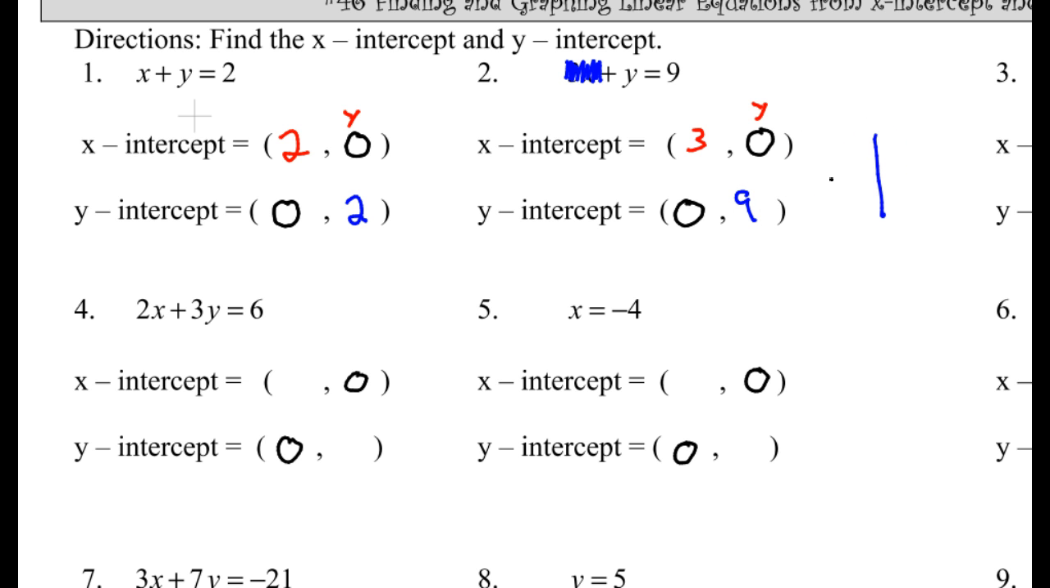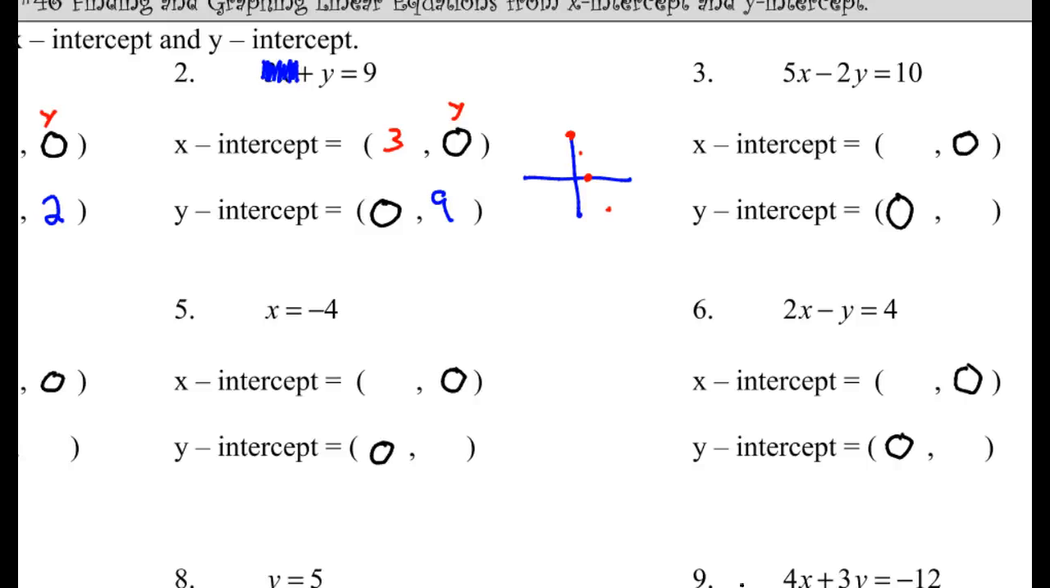Plot those 2 points. You don't have to use it, but 3, 0 is right here. And 0, 9 would be up here, and then draw your line. Of course, we could subtract 3x and get a slope of -3 over 1, and the y-intercept of 9. Start at 9, and go down 3, right 1, down 3, right 1, and get the same exact line. So it's not like this is going to give you a different line than if you did slope-intercept. It's just another way of doing the same thing.